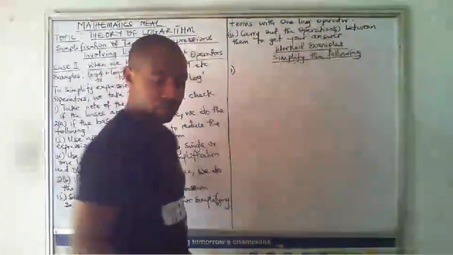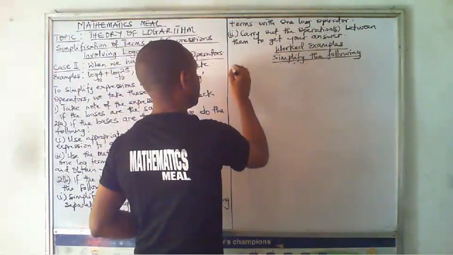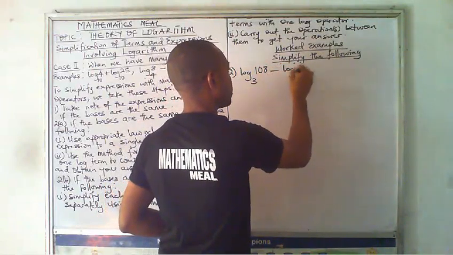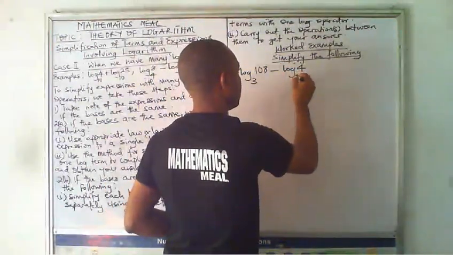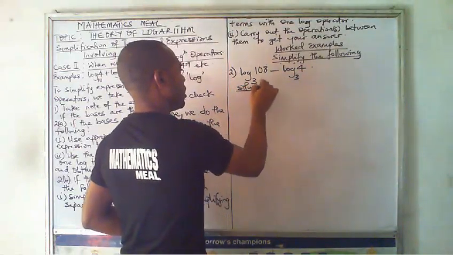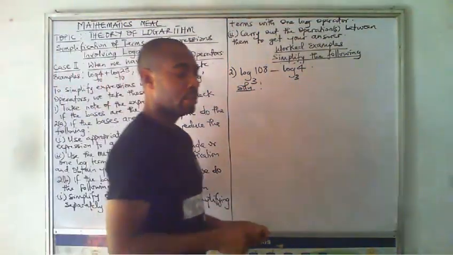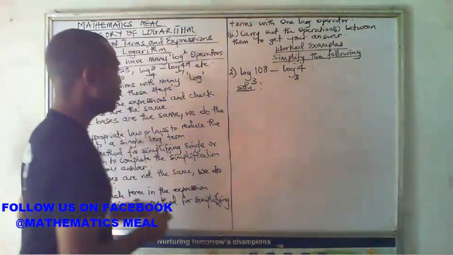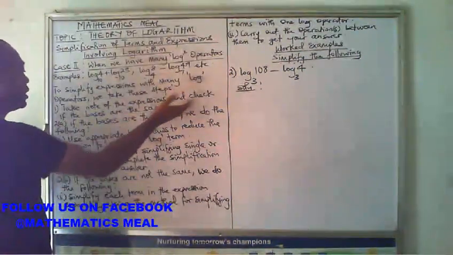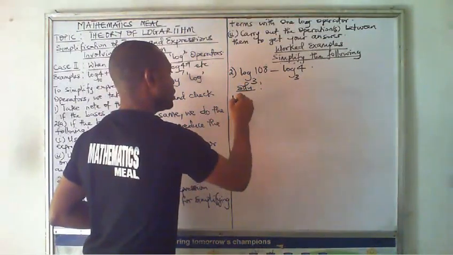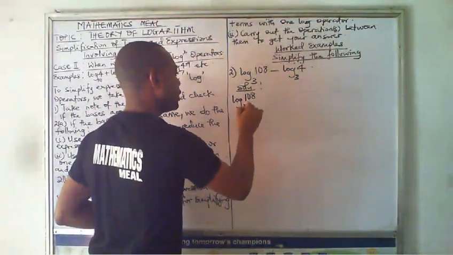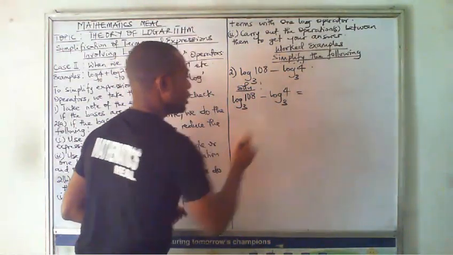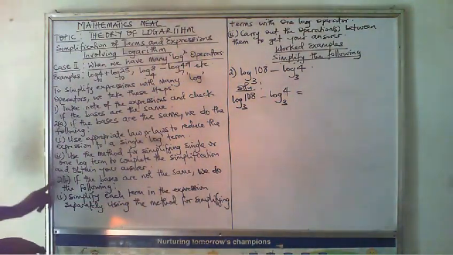Question number 2: we have log 108 base 3 minus log 4 in base 3. Another beautiful example. We need to see how far we can go on this. As usual, take note of the expression and check if the bases are the same. Beautiful, the bases are the same, so we know where to begin and where to stop.